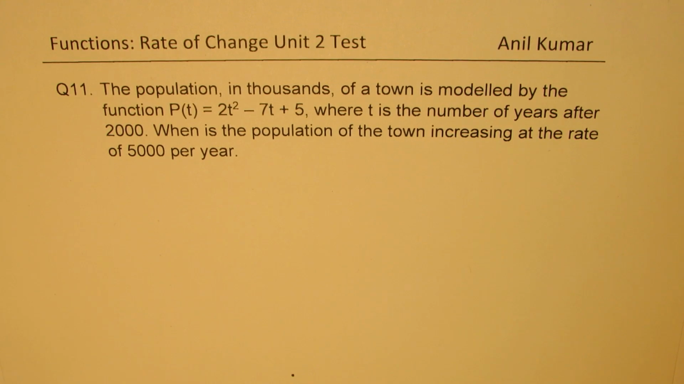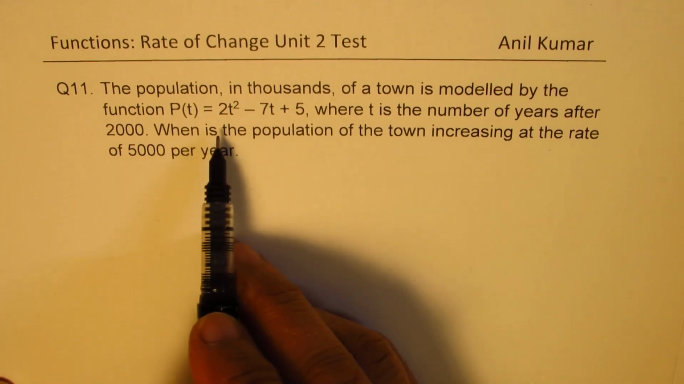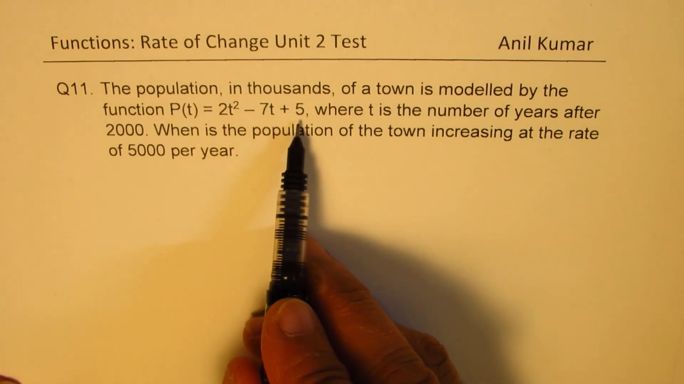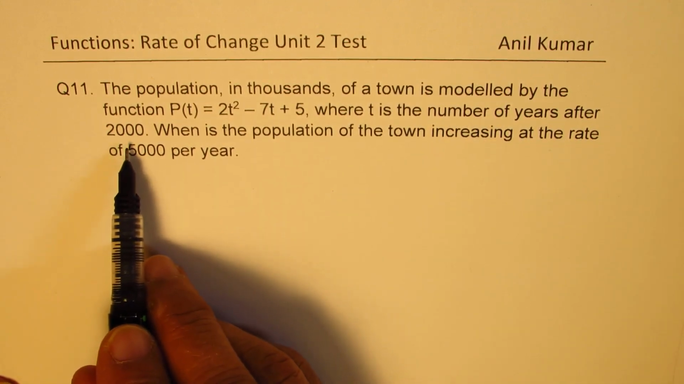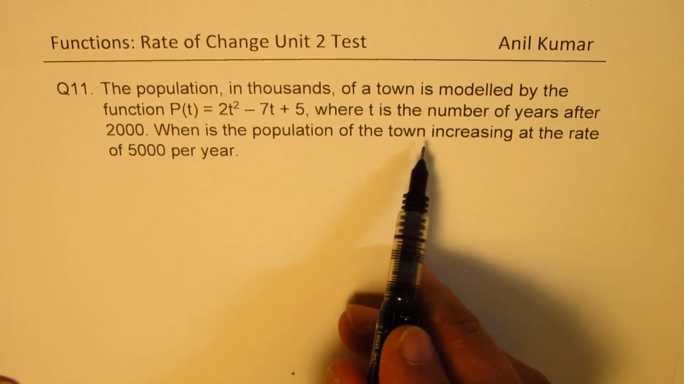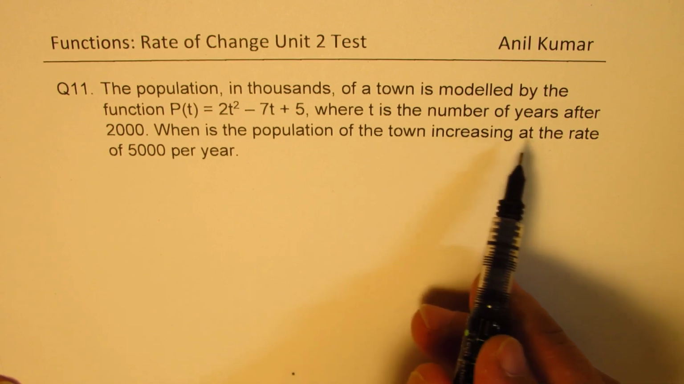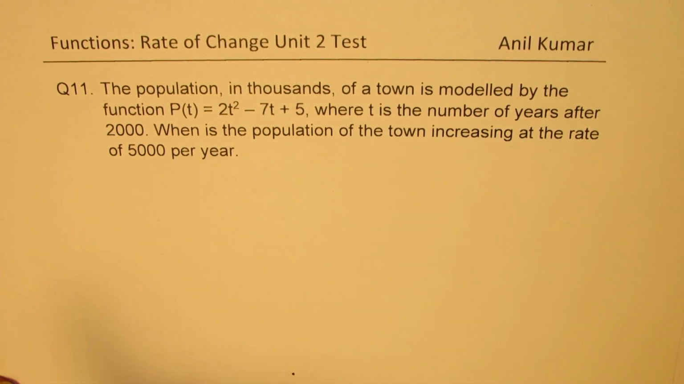Here is a thinking question on rate of change. The population in thousands of a town is modeled by the function p of t equals 2t squared minus 7t plus 5, where t is the number of years after 2000. When is the population of the town increasing at the rate of 5,000 per year?